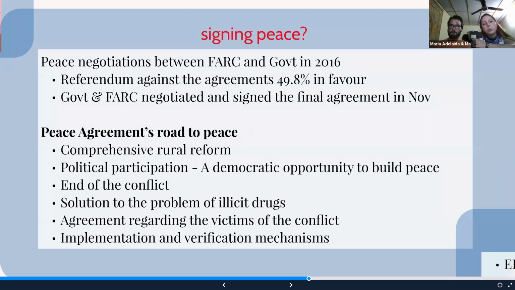And the final point of this agreement is the implementation and verification mechanisms. And this is where the transitional justice comes in. Basically we have a great system composed of tribunals, the Truth Commission, and a unit for the search of disappeared people. So we are still implementing these mechanisms, and we'll see what happens then.